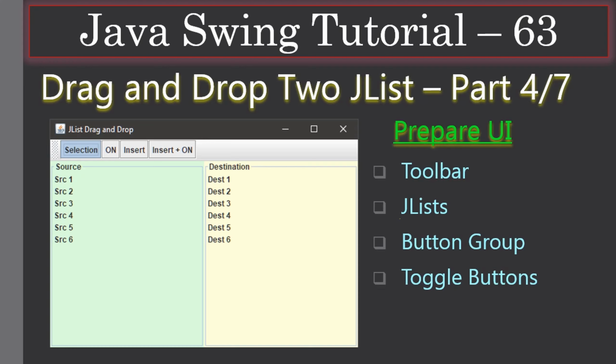So in this video we are going to start the implementation for drag and drop between two JLists. First we will prepare the UI, and this video is for preparing the UI. Here we will create this toolbar. Then we will add these 4 toggle buttons. Then we will create JList 1 and JList 2, of course, with these JList items.